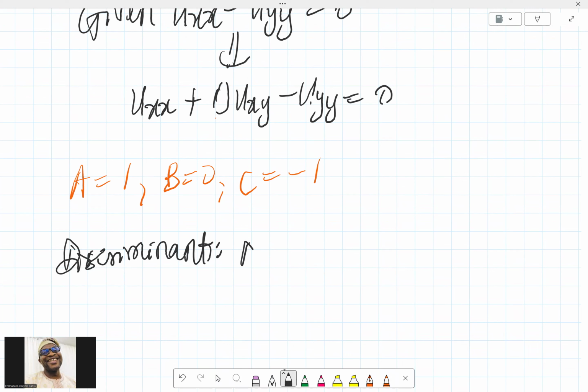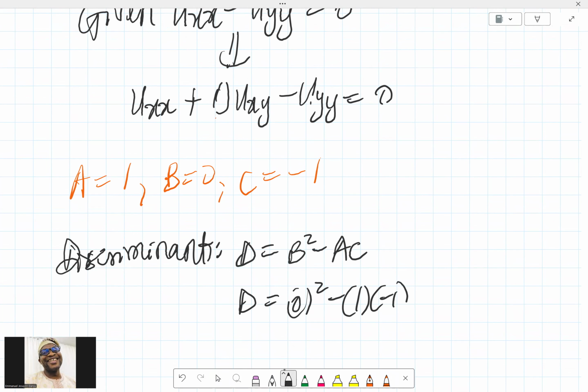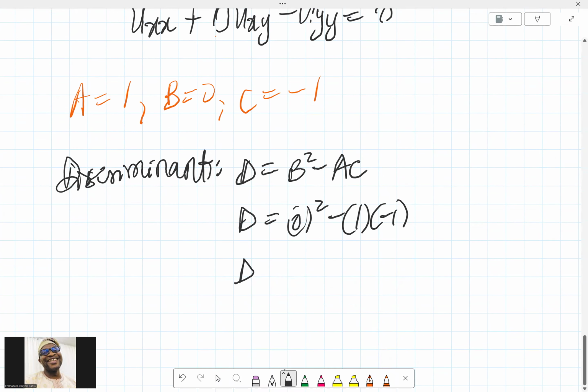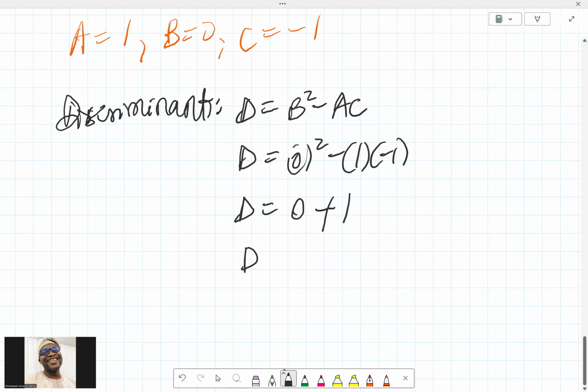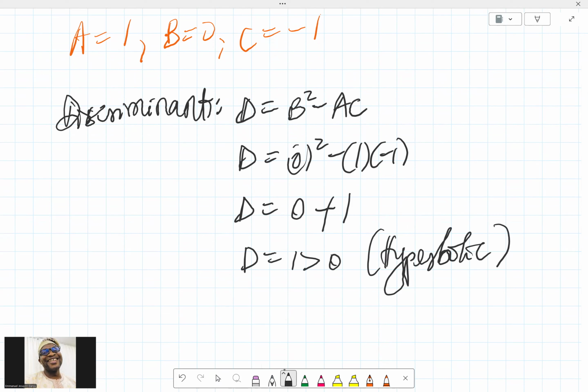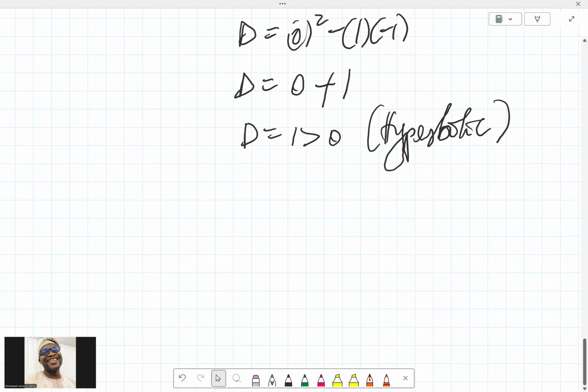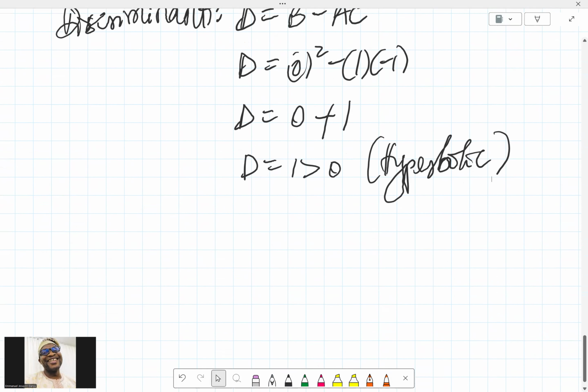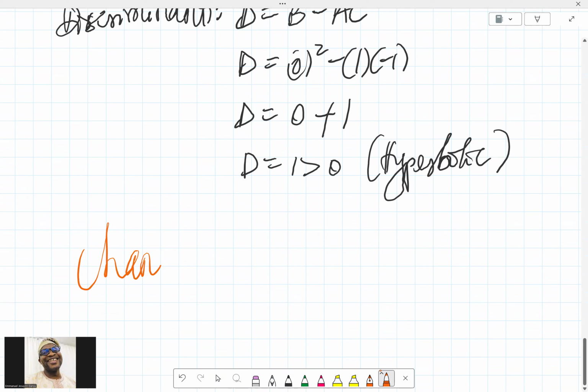So in that case, the discriminant D is equal to B squared minus AC. So D is equal to 0 squared minus 1 times minus 1. So D is equal to 0 plus 1, and that means that D is equal to 1, which is greater than 0. So that establishes the fact that it is hyperbolic. Okay. Now talking about change of variables.